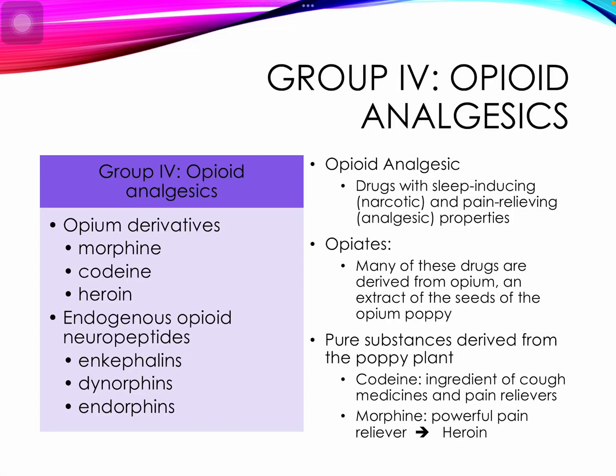So just picking up right where we left off, we talked last time about group 3 mood stabilizers. Now we're moving on to group 4, opioid analgesics. Basically, an opioid analgesic is a drug that is able to induce sleep. We refer to these as narcotics, and analgesic means pain relieving. They have pain relieving properties.